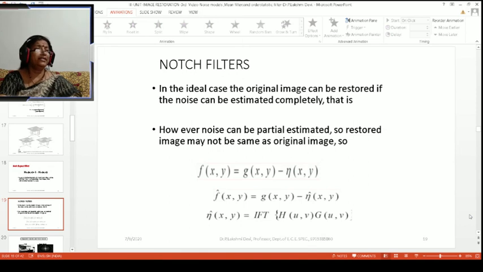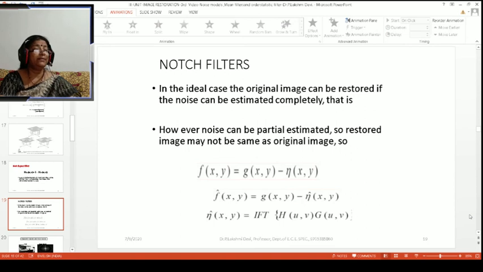Then notch filters: in the ideal case, the original image can be restored if the noise can be estimated completely. That is how we represent these concepts. If the noise can only be partially estimated, the restored image may not be the same as the original image at any cost, whatever mechanism you have used for restoring the images. In general, we represent f(x,y) = g(x,y) minus eta(x,y).